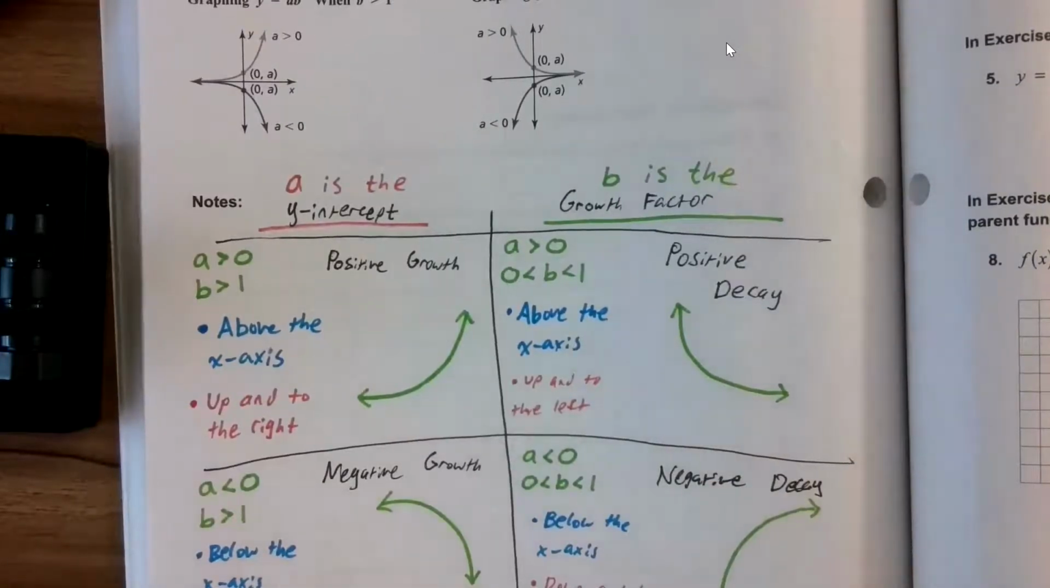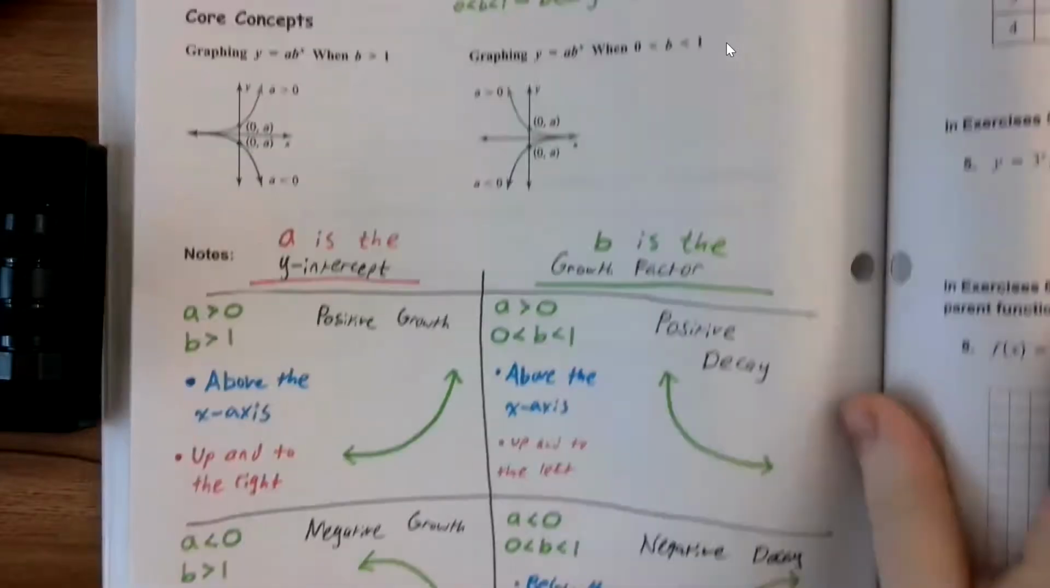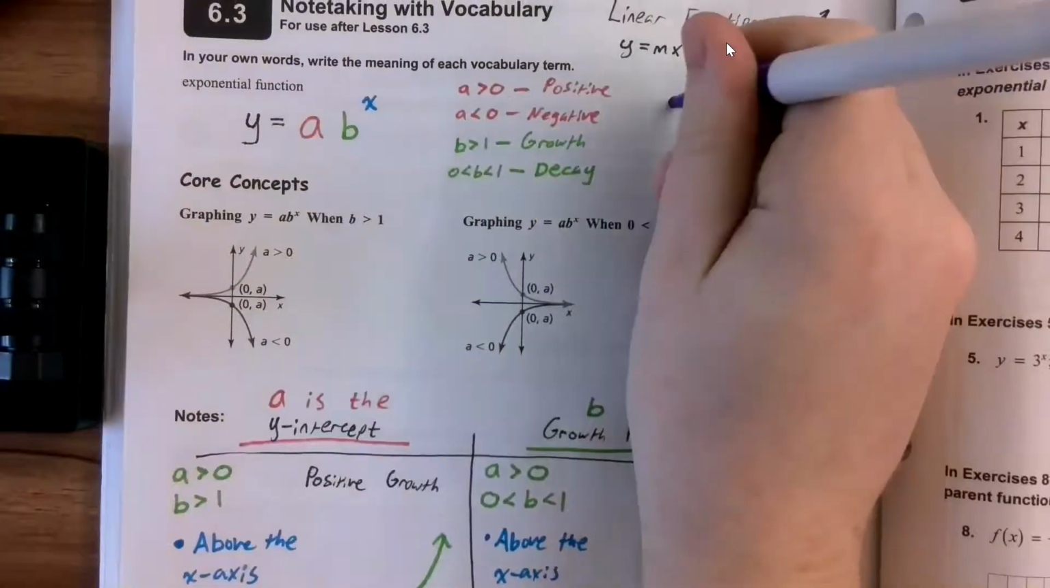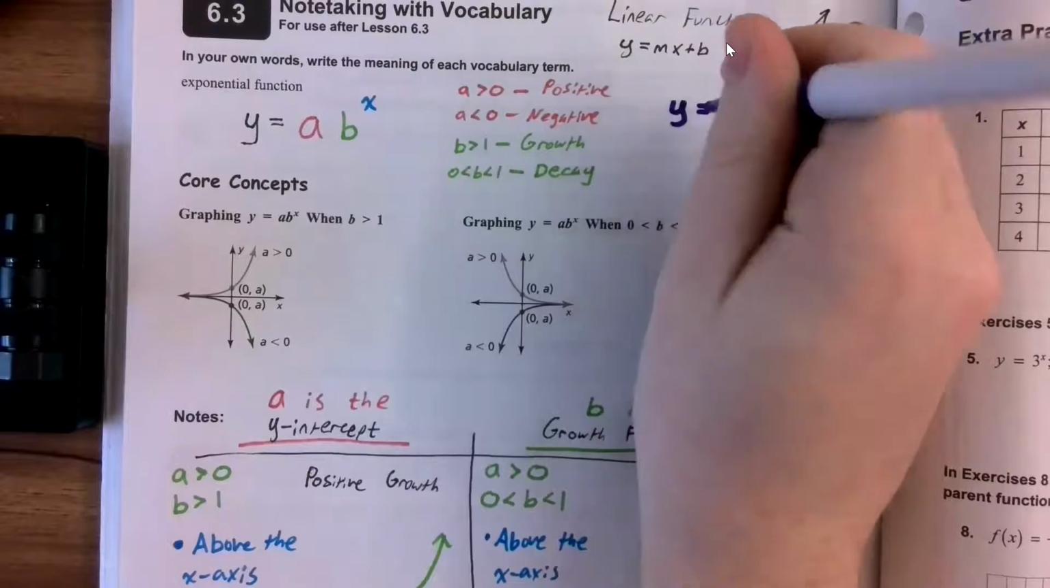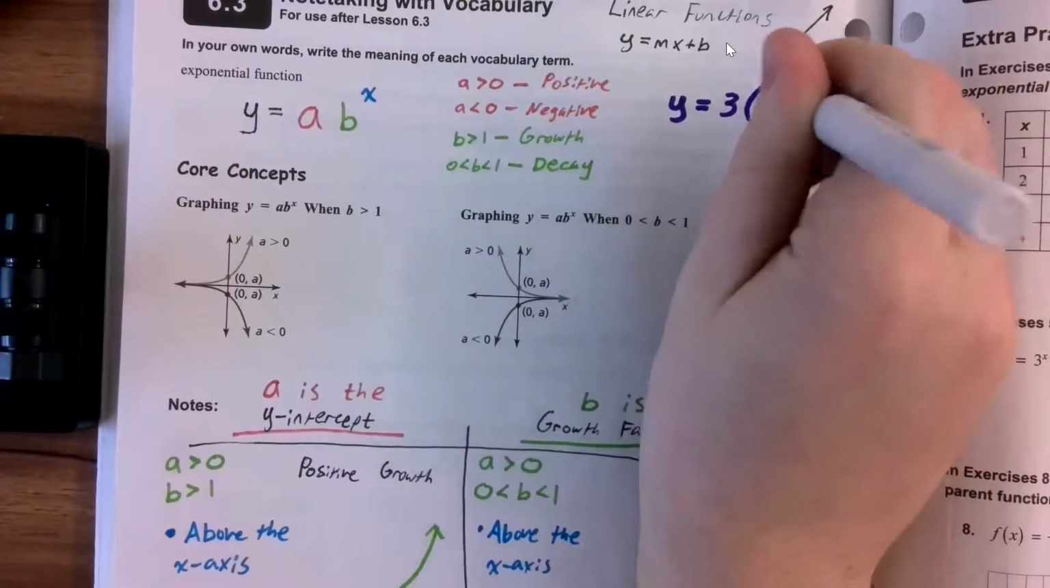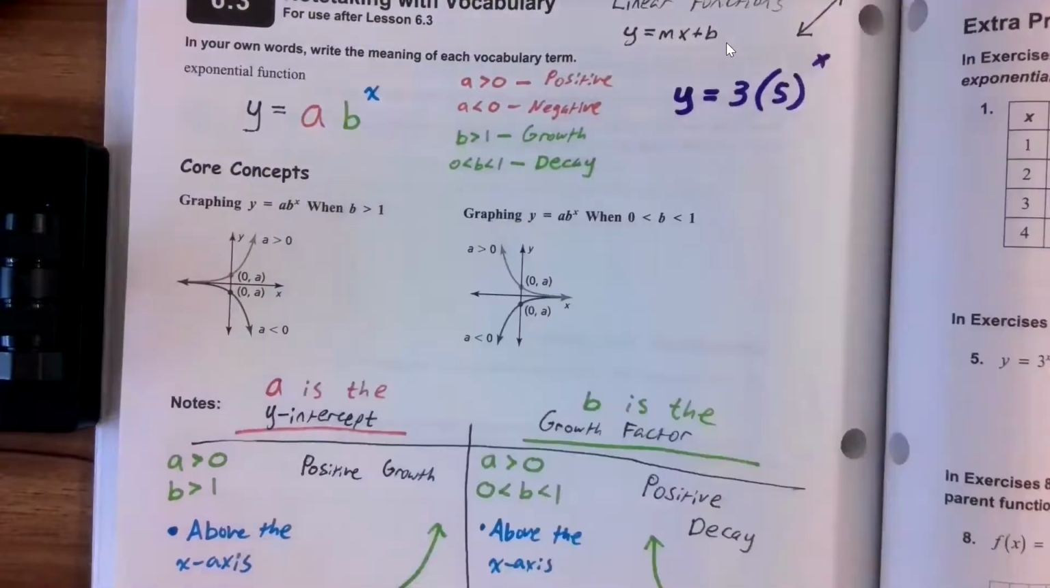We should also be able to predict what a graph will look like just based on these numbers. Let me give you an example of this, and I want you to try this out for yourself. Let's say I gave you the following equation. Y equals 3 times 5 to the x power.